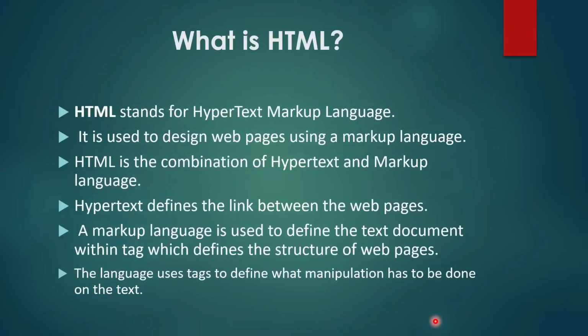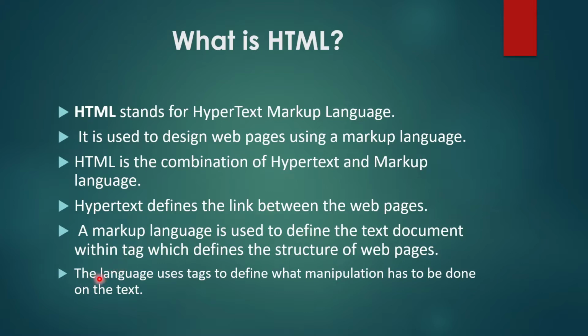So what is HTML? The full form of HTML is Hypertext Markup Language, and it is used in designing of web pages using the markup language. HTML is a combination of hypertext and markup language. Hypertext defines the links between the web pages, that is, one web page is linked to other, then the other is linked to other. So that is the hypertext, and the markup language is used to define the text document within the tags, that is how the website is going to look, and what are the contents that are going to be present inside it. So that is the markup language.